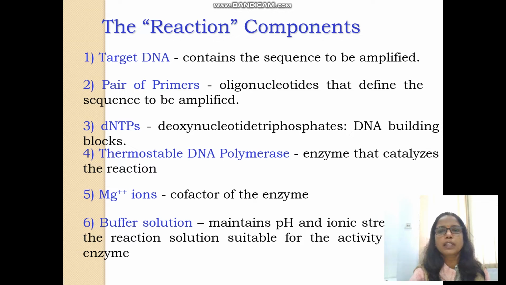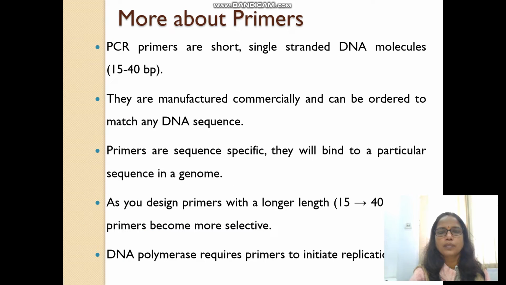The thermostable DNA polymerase is the enzyme which acts as a catalyst for this reaction. Mg positive ions act as a cofactor for the enzyme DNA polymerase. Buffer solution maintains the pH and ionic strength of the reaction, which is suitable for the activity of the enzyme.